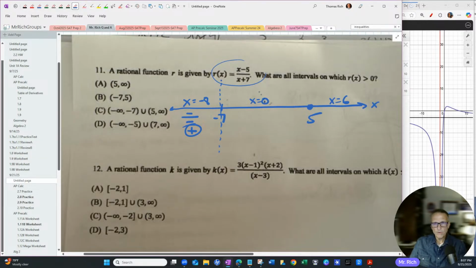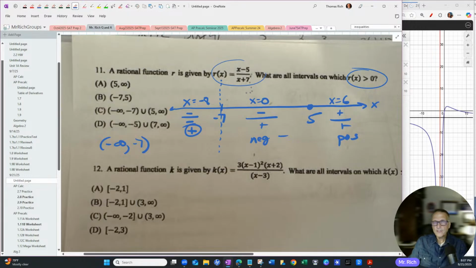When x is equal to 0, I'm going to have a negative on the top divided by a positive on the bottom. That's going to give me a negative value. So we are going to be below. And x equals 6 over here, that's going to give me a positive on the top and also a positive on the bottom. So it's going to be positive. So when is this function going to be above the x-axis? Well, it's going to be for all the values to the left of -7. So it's going to be from -infinity over to -7.